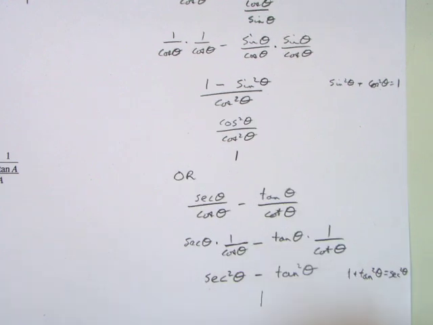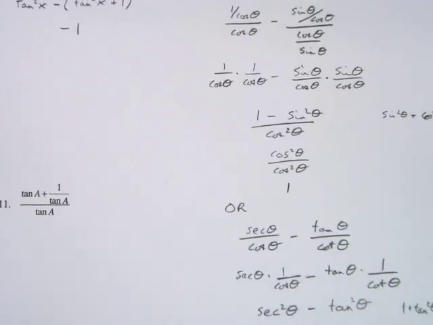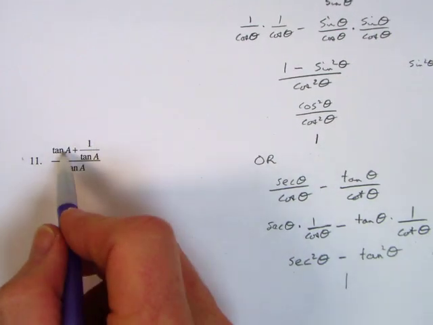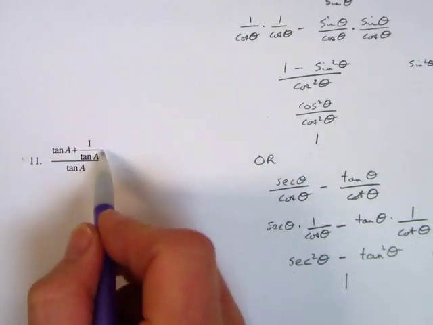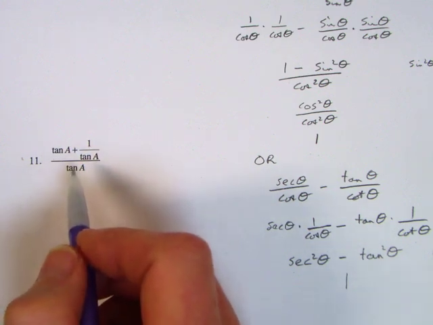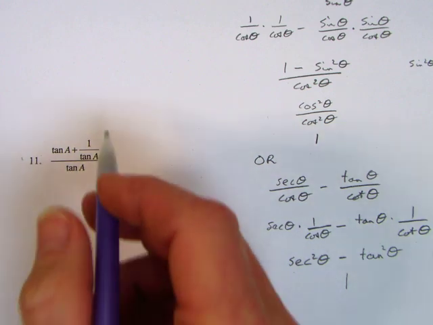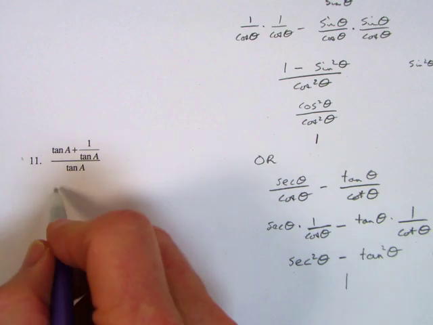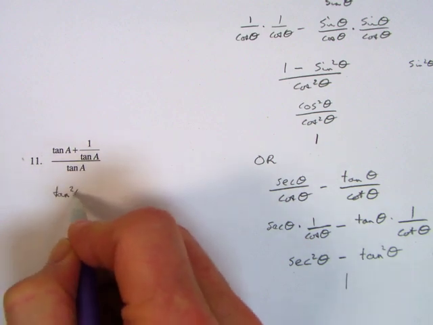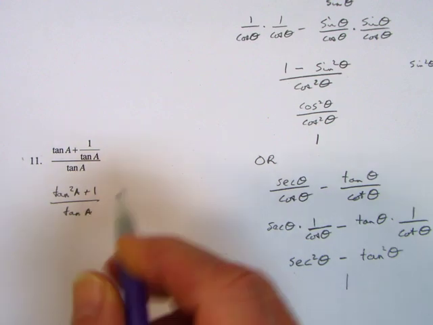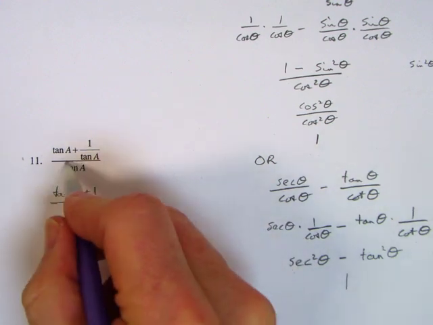All right, the last one here. When I see something plus a fraction, one way to do this is I could combine them into one fraction. So this would be multiplying the top and bottom by tan A over tan A. So I would get tangent squared A plus 1 over tangent A. And now I have it all over tangent A.